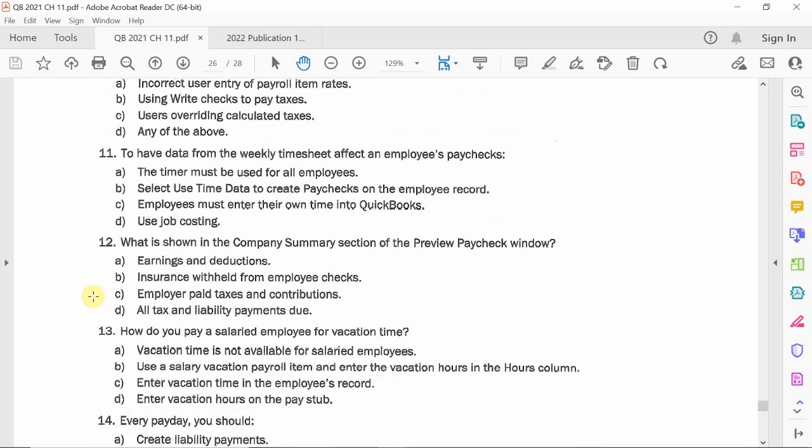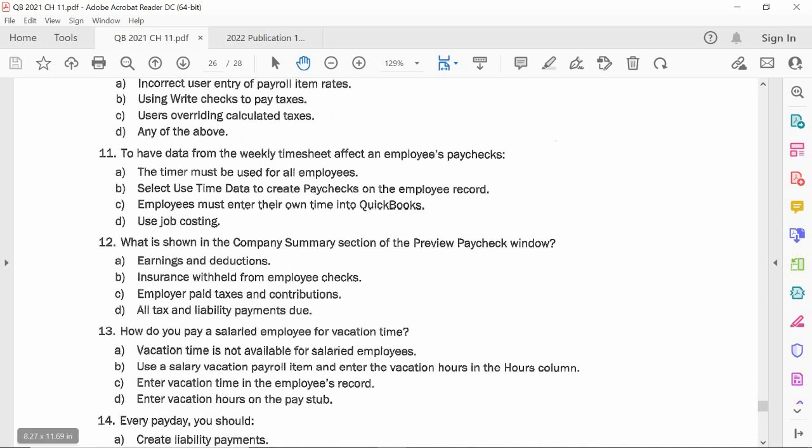Okay. So number 12, what is shown in the company summary section of the preview paycheck window? C. In this case, yes, letter C is correct, right? It shows the employer's paid taxes and contributions, right?